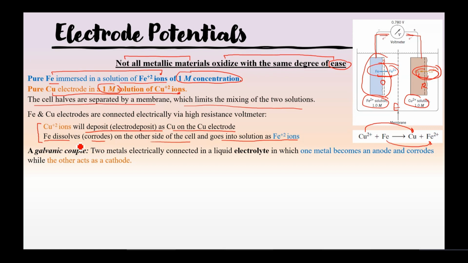You refer to this as a galvanic couple. A galvanic couple is when two metals are electrically connected in a liquid electrolyte, in which one metal becomes an anode and corrodes while the other acts as the cathode.